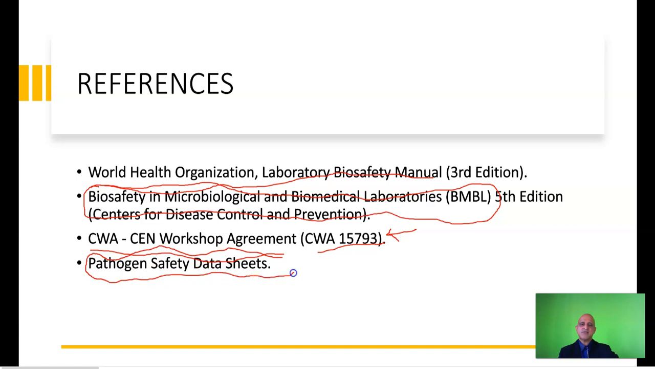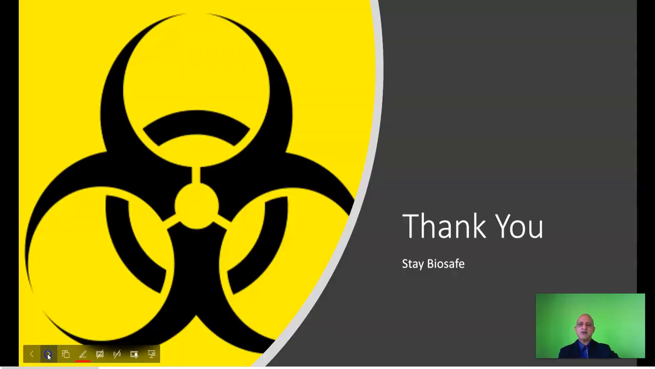This is the pathogen safety data sheet from the Canadian government. This allows you to basically identify the risk group by searching through their website. So this allows you to determine which is the risk group, what are the particular precautions, as well as other reference material. Risk group 1 to 4, as I mentioned earlier. That brings us to the end of this lecture.